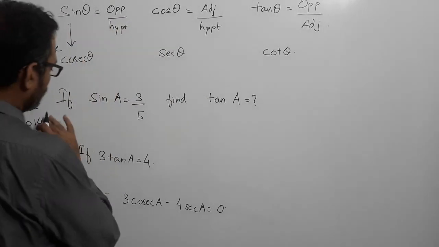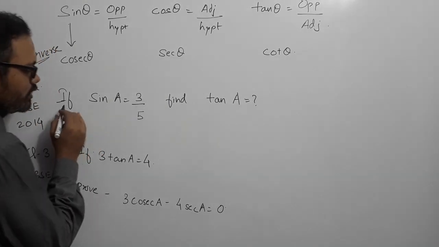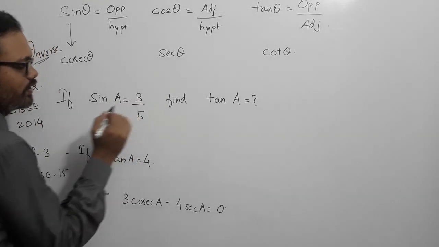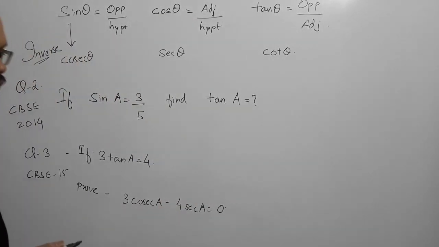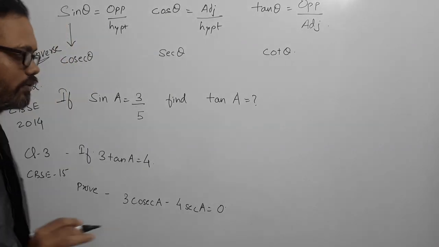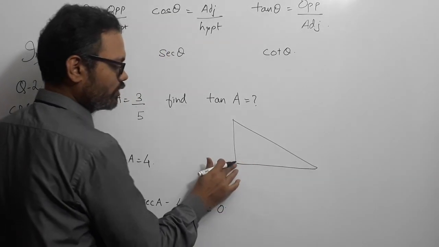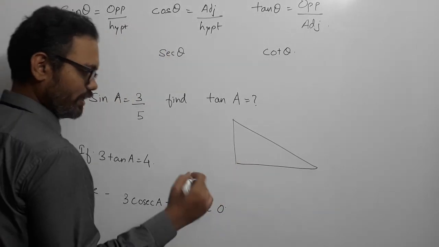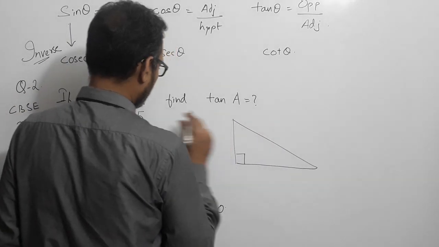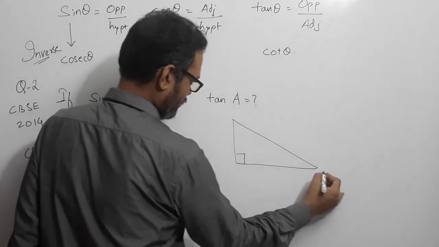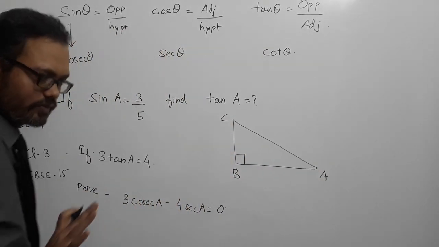Okay, now question number 2. This was asked in CBSE 2014. Question is, if sine A is 3 by 5, find tan A. Okay, now as you know, trigonometry is only in right angle triangles. So let us quickly form a right angle triangle. You no need to form, just for your understanding. In a right angle triangle, this is 90 degree. Now everywhere you are using angle A, so theta is nothing but angle A, B, C.